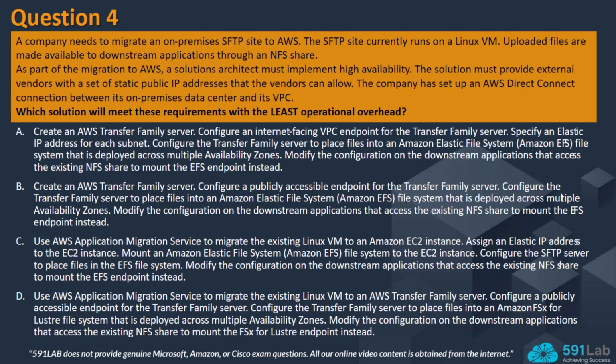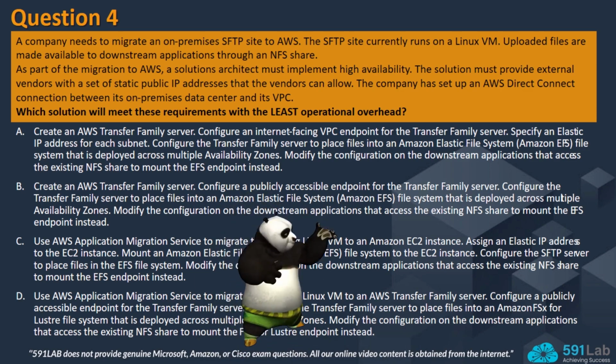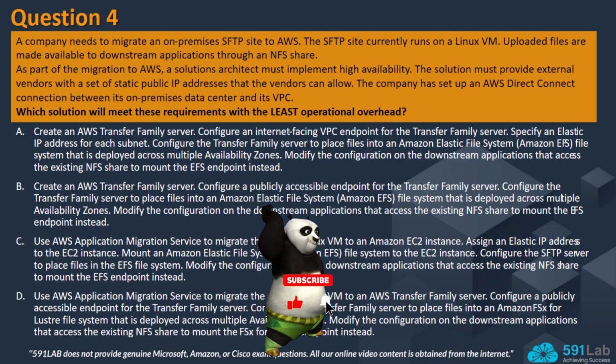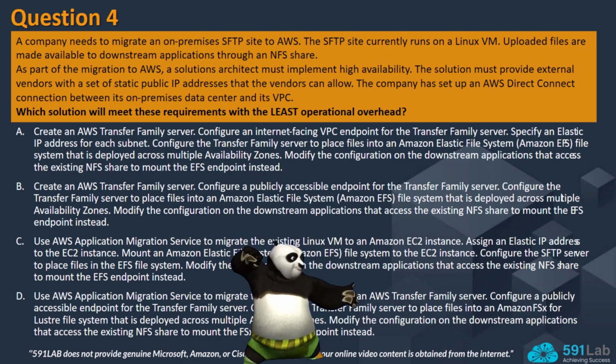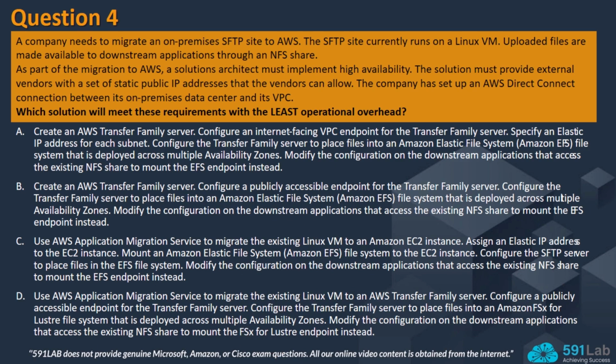Option C. Use AWS Application Migration Service to migrate the existing Linux VM to an Amazon EC2 instance. Assign an elastic IP address to the EC2 instance. Mount Amazon Elastic File System to the EC2 instance. Configure the SFTP server to place files in the EFS file system. Modify the configuration on the downstream application that accesses the existing NFS share to mount the NFS endpoint instead. This option involves migrating the existing Linux VM to an EC2 instance, introducing additional complexity and operational overhead. It does not leverage fully managed services like AWS Transfer Family and EFS, so this one is also not correct.